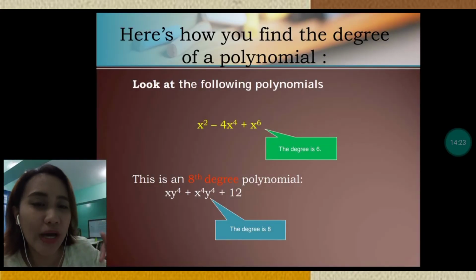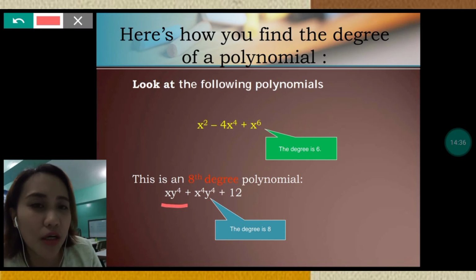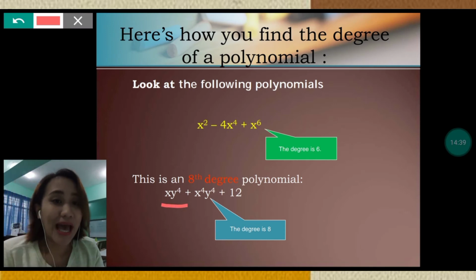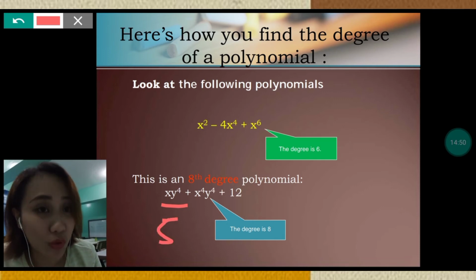So if you have 2 or more variables, if you can still remember our topic regarding exponents, like this one, x y to the 4th, what you will do is add the exponents in order to get the degree for each term. So for the first term, x y to the 4th, the degree is 5. Why 5? Because the degree of x is 1, the degree of y is 4. Of course, 4 plus 1 is 5.